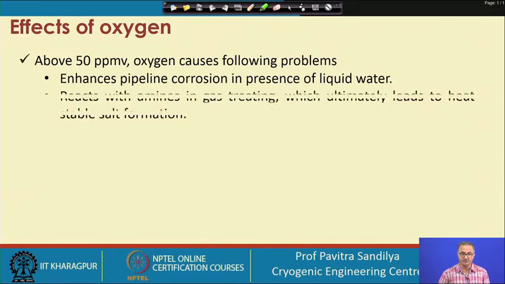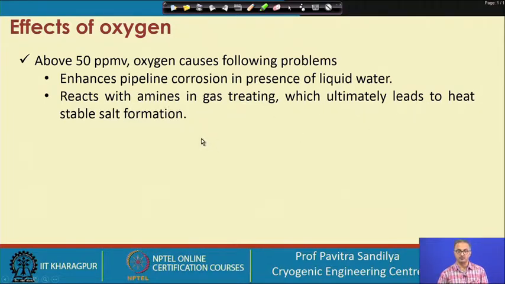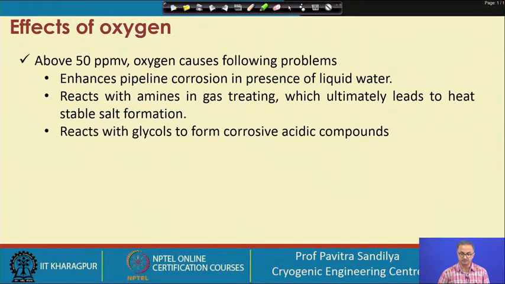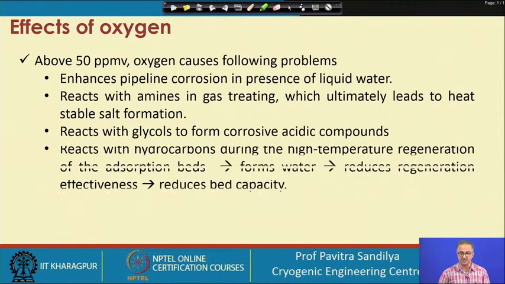Above 50 ppm, oxygen causes these problems. It enhances pipeline corrosion in the presence of liquid water. It reacts with amines in gas treating, ultimately forming salts, and if these salts form, they can cause scaling problems inside the equipment. It can also react with glycols to form corrosive acidic compounds, which will cause corrosion to the equipment again.